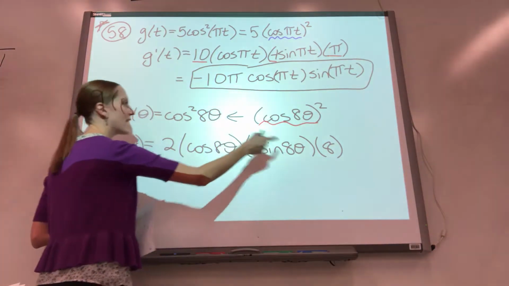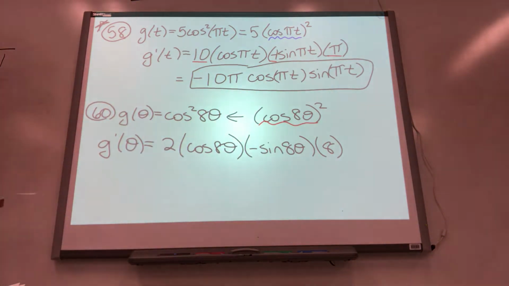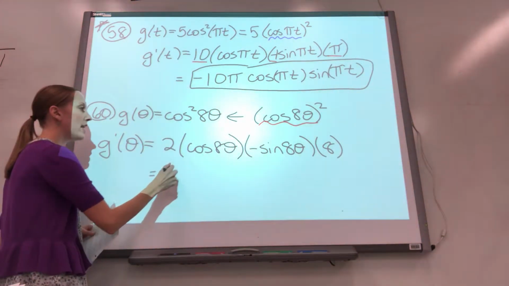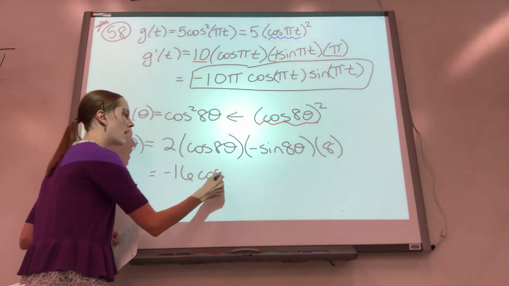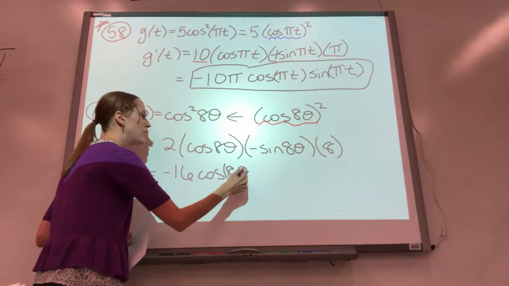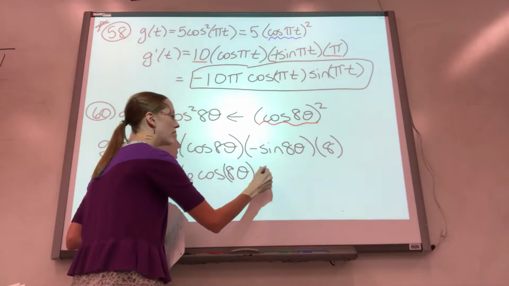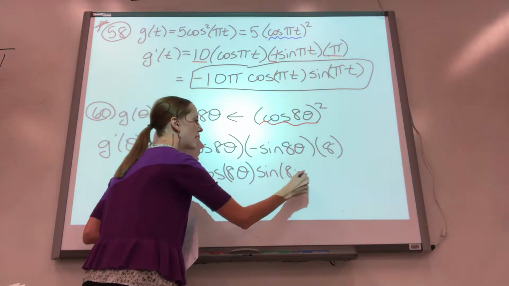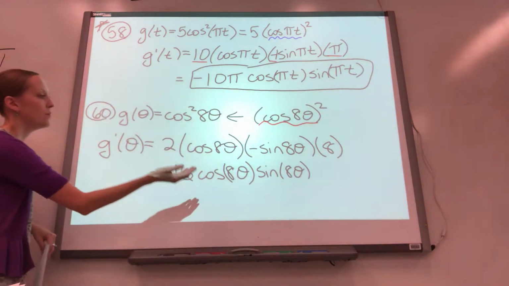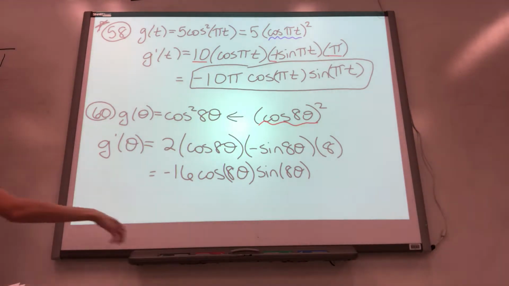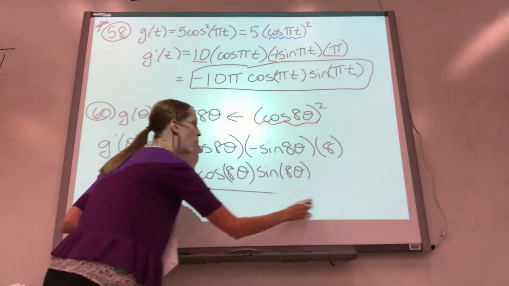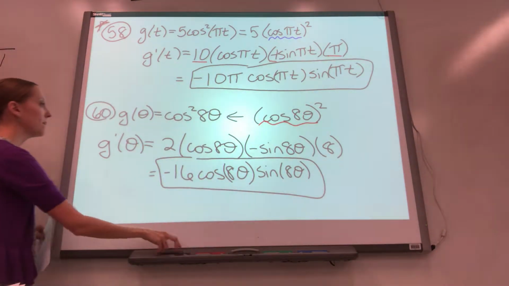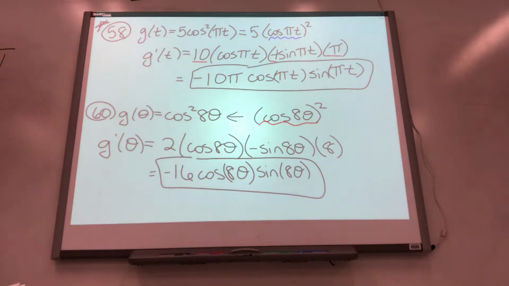So this actually did work a lot like 58. 2 times negative 1 times 8. We'll just pull a negative 16 out front. And then you've got cosine of 8 theta, sine of 8 theta. You can put the sine first there if you want to. Okie doke. Questions about either of those? I'm going to spend a lot of time on homework today again, but that's all right.